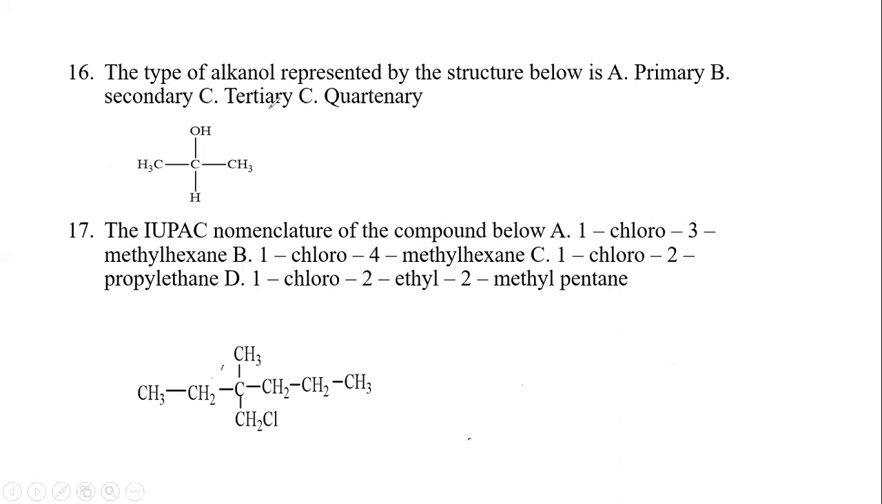Question number 16 says that the type of alkanol represented by the structure below is what? Now look at this. How do you know the type of alkanol it is? You look at the carbon bearing the OH, the alkanol functional group. This carbon bearing the OH is directly bonded to how many carbons? It is directly bonded to 2 carbons. Because of that, it will be a secondary alkanol. Now look at this.